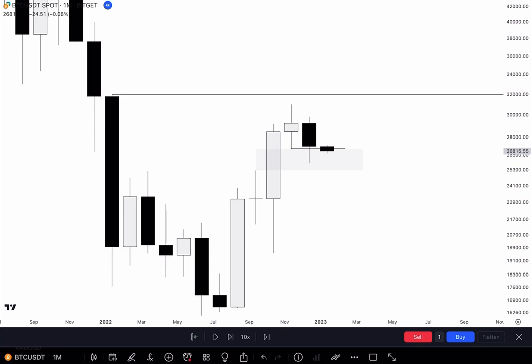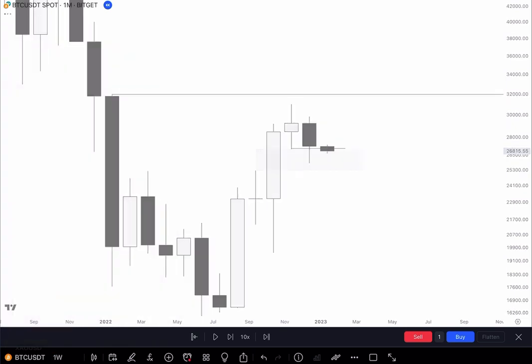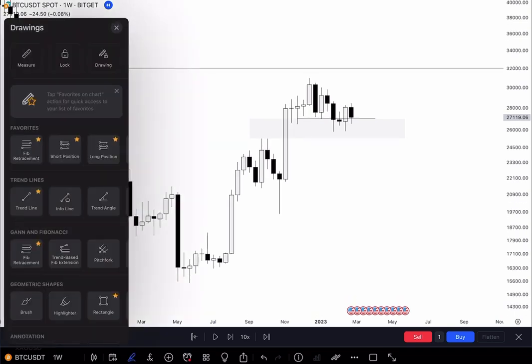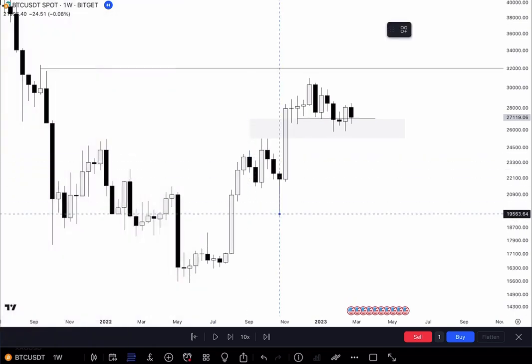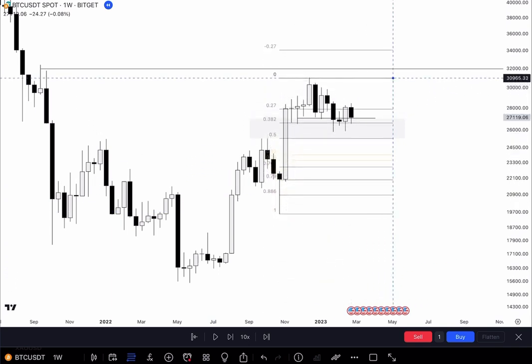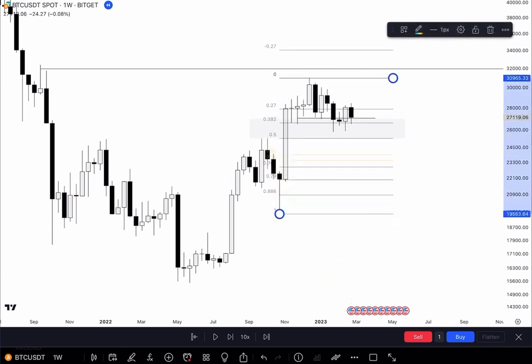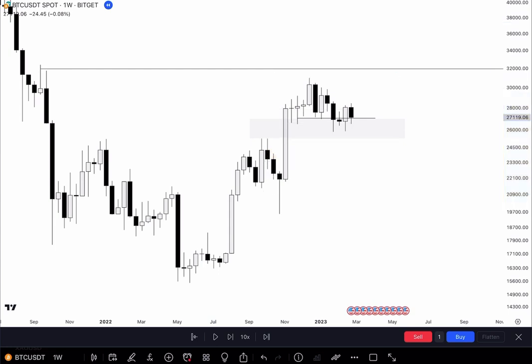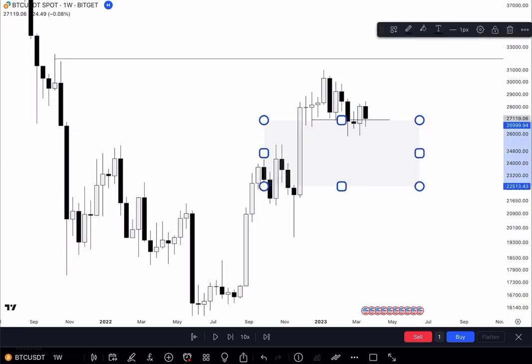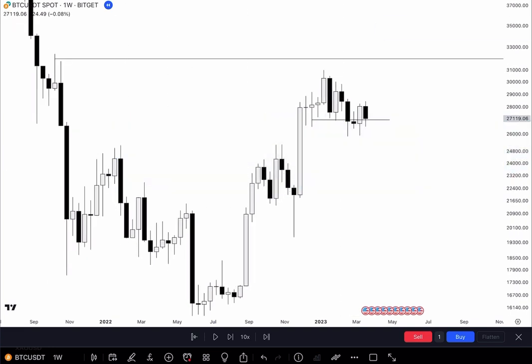Now, of course, then you pull your fibs, you look at the premium discount, and this is where I delve into how to frame a trade idea on reading price, not trading. Because this is not financial advice. This is only price action reading for fun, right?